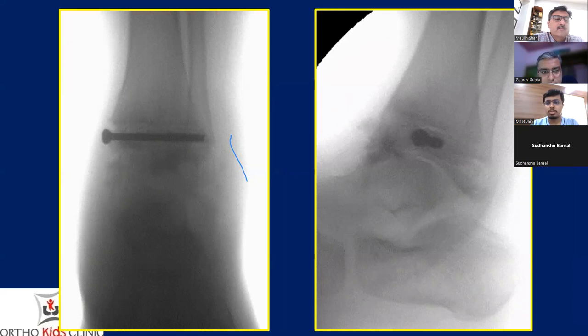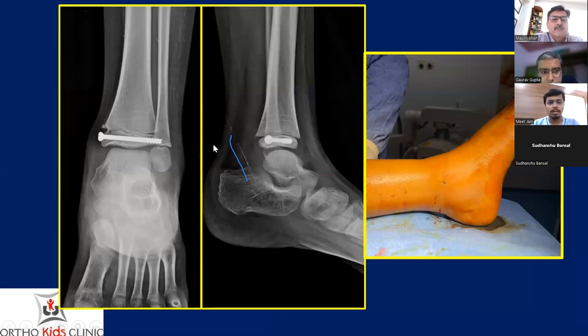So these are the intraop images that we had, the final intraop images. And this is the immediate post-op x-ray. All right. The problem is whether this 4 mm CC screw will go or not. That's the question.